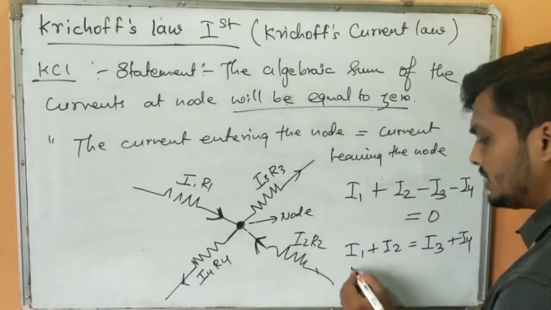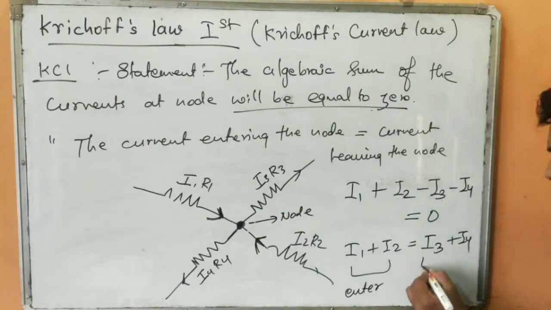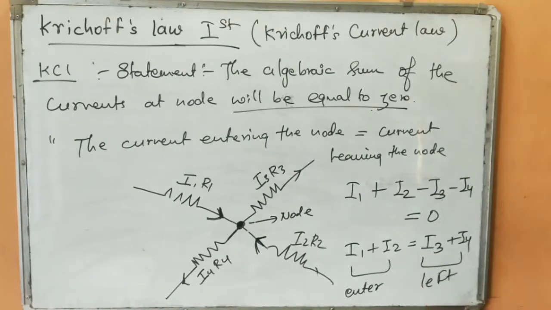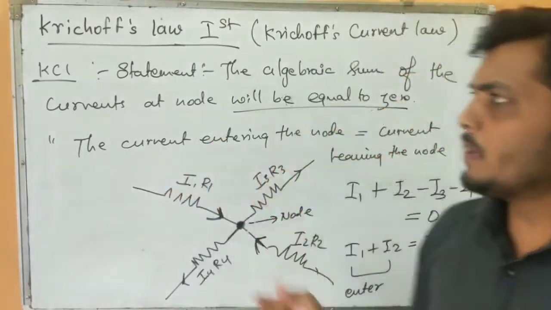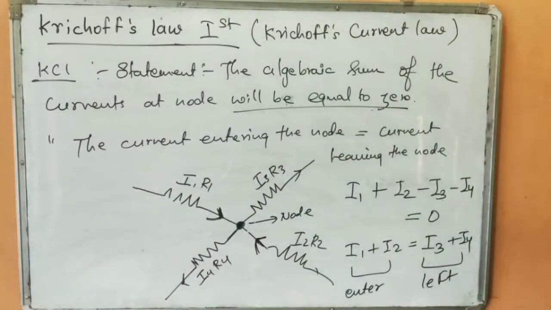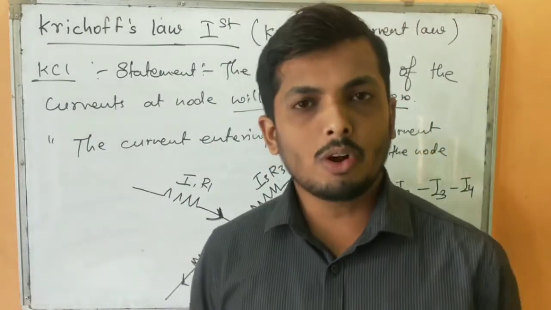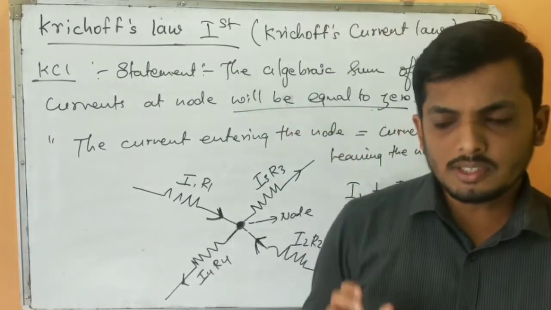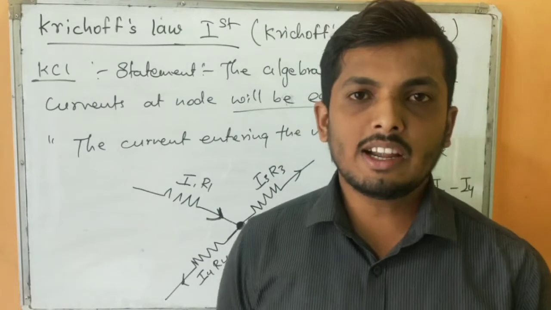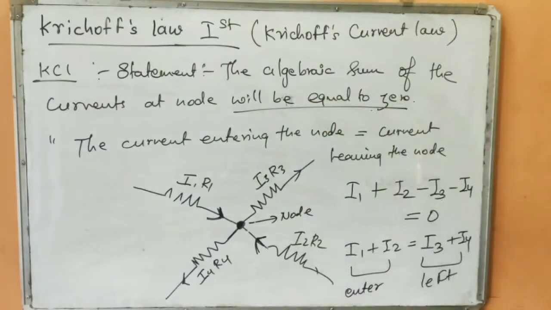I1 and I2 are the currents which have entered the node, and I3 and I4 are the currents which have left the node. So this will always be equal, and the alternative statement also holds good. So it's simple: Kirchhoff's current law tells you that the algebraic sum of the currents at a node will always be zero. Why? Because the sum of the currents entering the node will be equal to the sum of the currents leaving the node. Please consider that whenever a current is entering the node, take it positive, and whenever it is leaving the node, take it as negative.